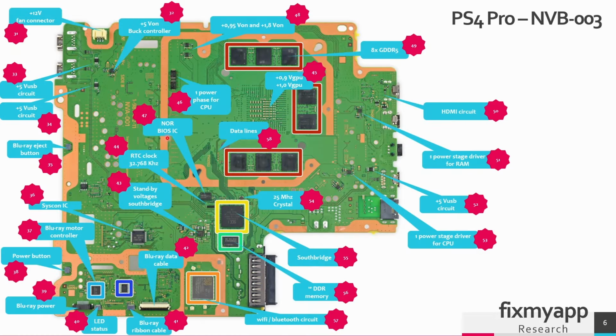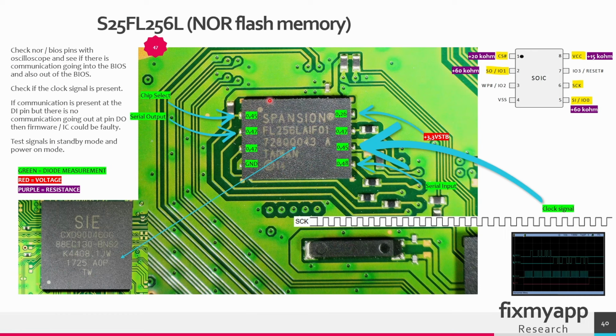Near the Southbridge you can find the NOR BIOS IC. The IC is located here in region 47. This chip is a NOR flash memory. NOR flash memory itself is a versatile technology used in the PlayStation for storing the BIOS firmware, but also some extended firmware, so this is a more advanced chip than the BIOS. This chip communicates with the Southbridge.